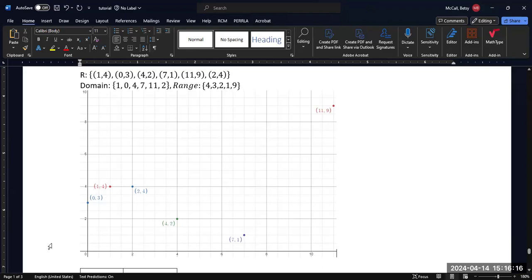In the range case, again, if you want to list them in order, start at the bottom. And so there would be a 1, a 2, a 3. Here's 4 twice, but only listed one time, and then the 9.